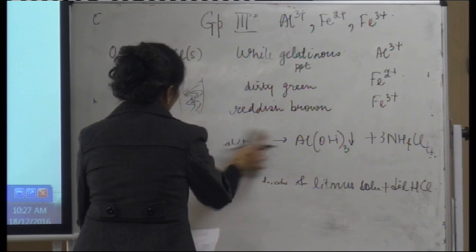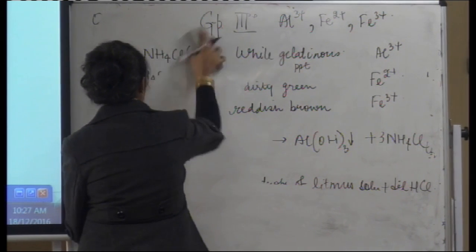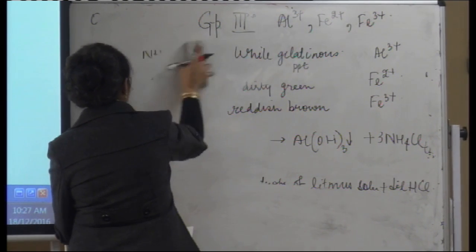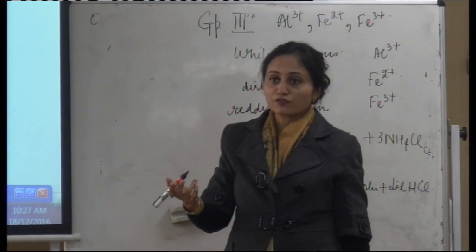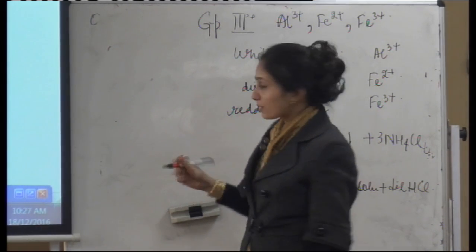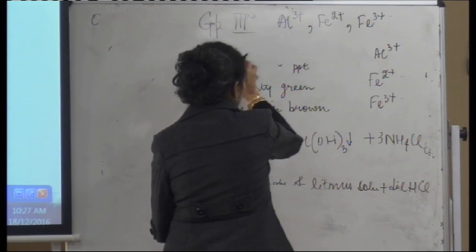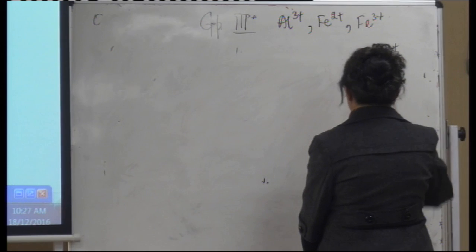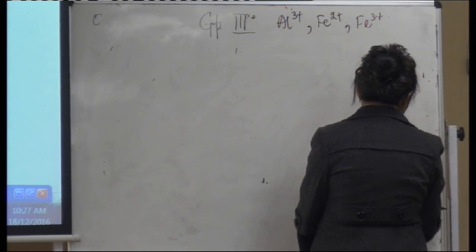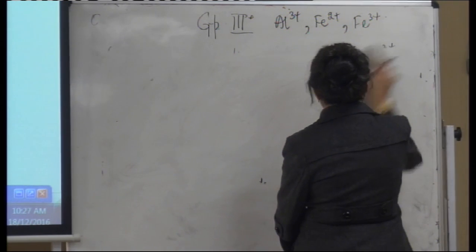Then for Fe2+ or Fe3+, let me tell you, you can check for Fe3+ first. In the majority of cases, ferrous immediately gets converted to ferric ions. So Fe2+ becomes Fe3+ immediately. So within group 3, you can directly perform the confirmatory test for Fe3+. So I'll give you the test for Fe3+ now.